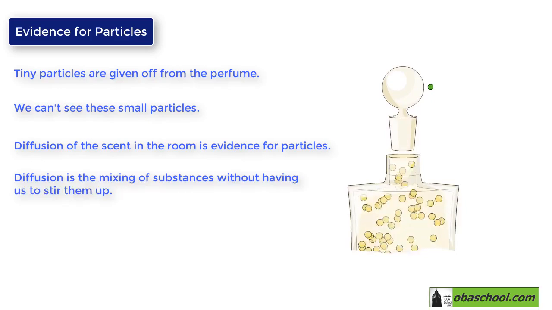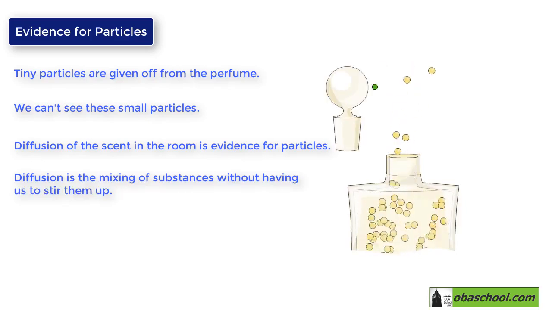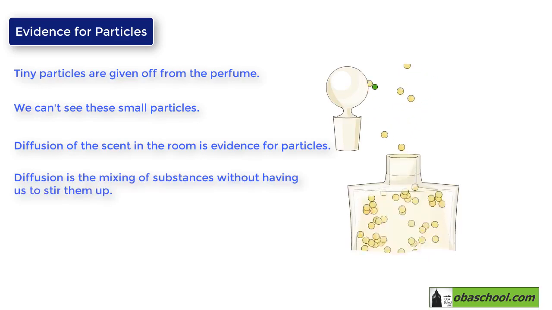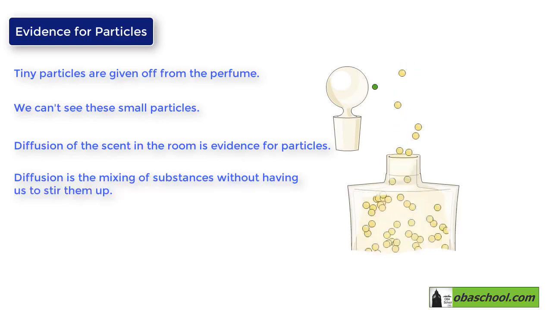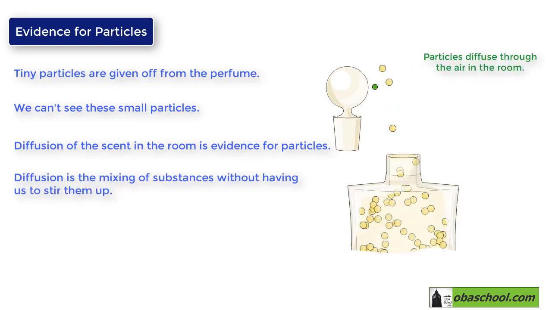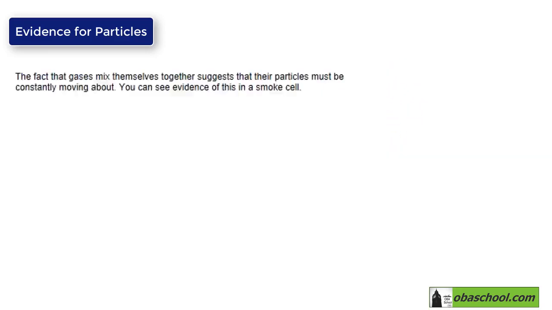So you can see this bottle of perfume with particles in it. When this bottle is opened, particles are released into the air, and that's how we smell the scent of perfume. They diffuse through the air in the room. Now the fact that gases mix themselves together suggests that their particles must be constantly moving about.